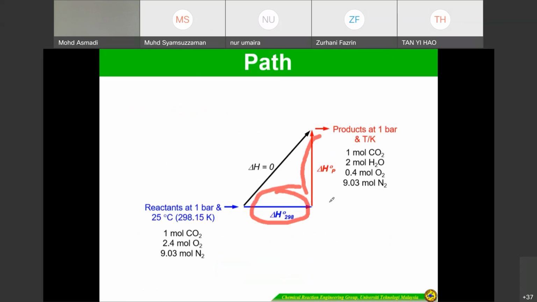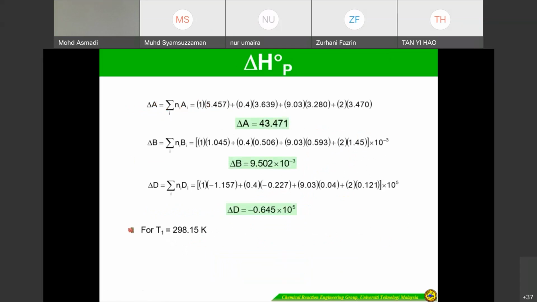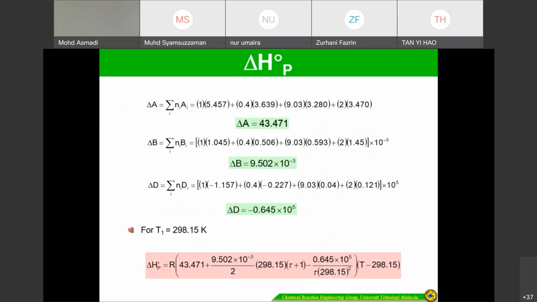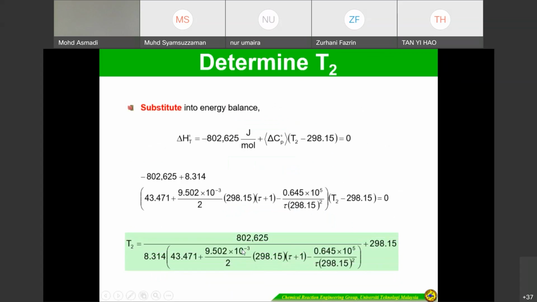And then you have to calculate delta HP. This one, you have to calculate. You have to determine A, B, C, and also D. C is equal to 0, this one. Okay. And then substitute into delta HP. Because tau is equal to T divided by T naught, okay? Tau. You still remember, right? So we use this mean heat capacity equation, right? And then you have to calculate delta HT. This one you get a delta H naught, right? And then this one, the mean heat capacity.